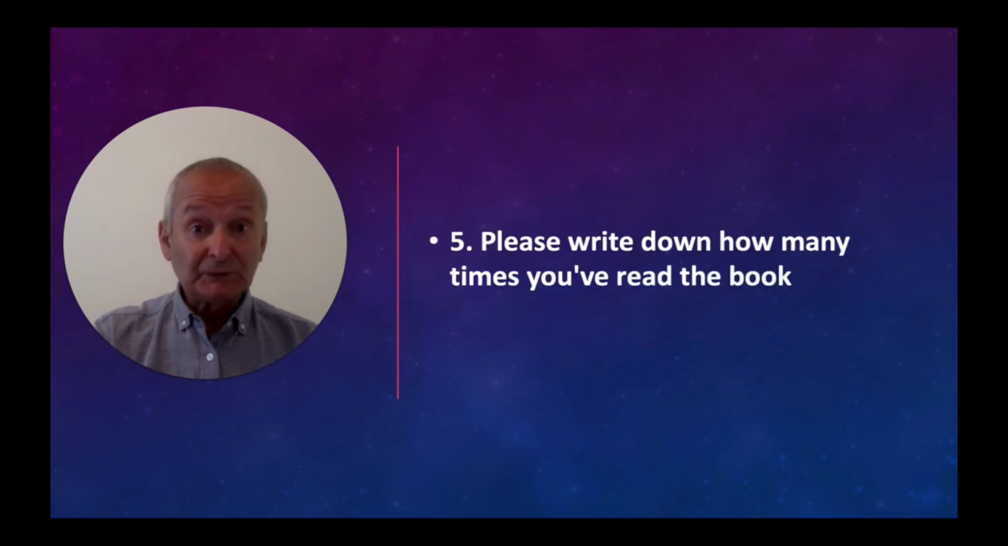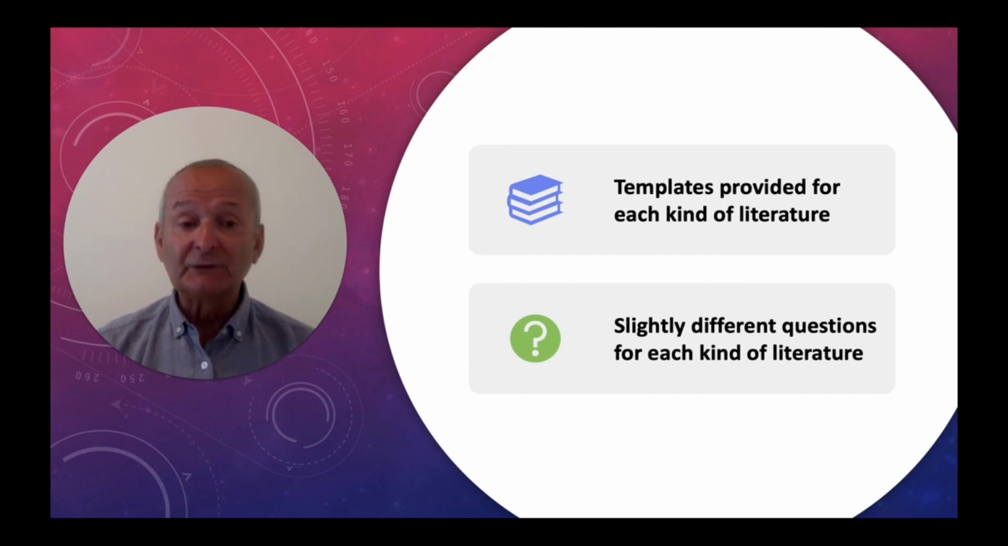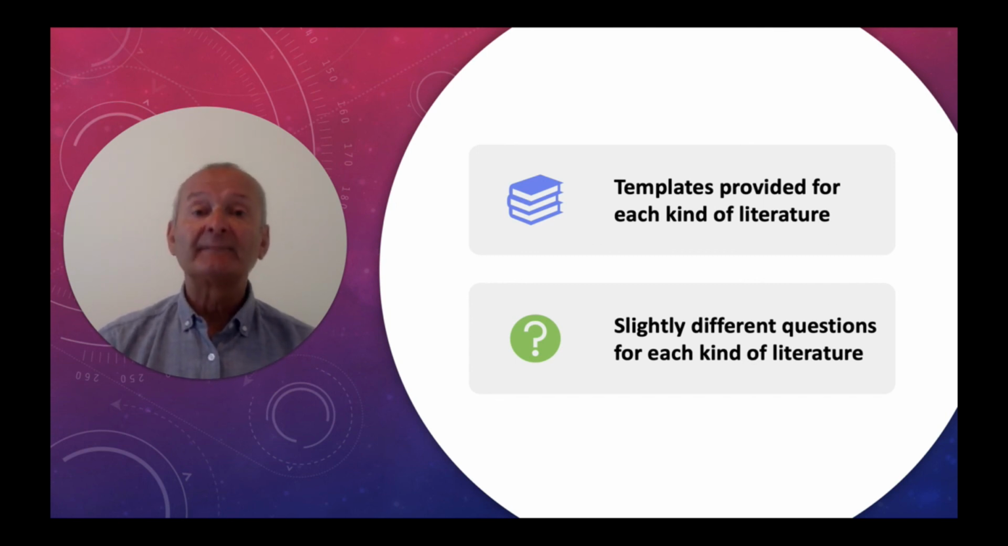We ask you too to write down how many times you've read the book, as this is related to your grade. But know that we provide a template for each of the different kinds of literature. So just to say that the different kinds of literature will have slightly different questions for the BRI, and we do provide a template in Moodle. You can download it and you can then use it to answer these questions. So that's a BRI.